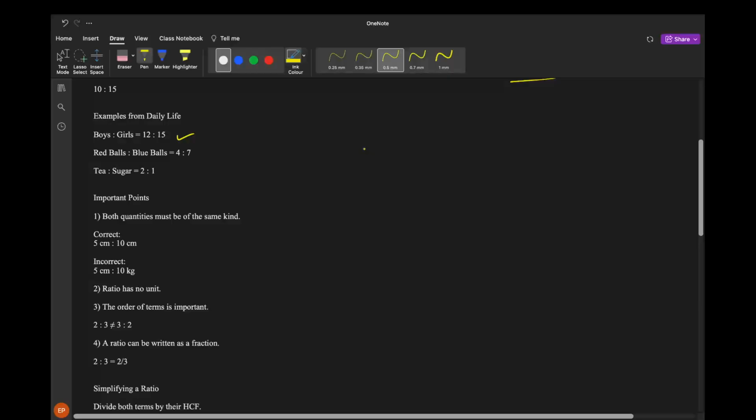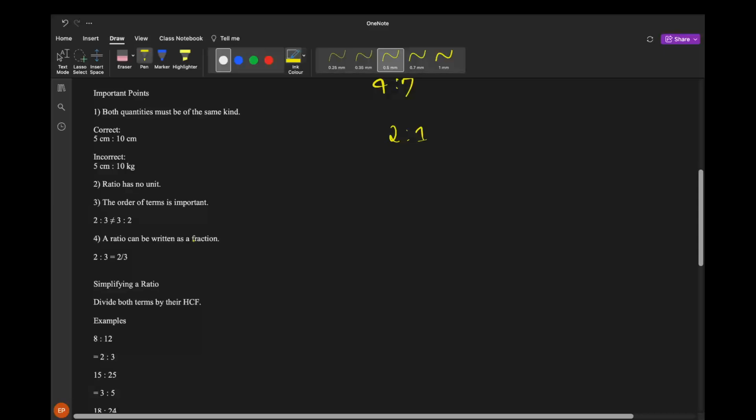If you take examples from our day-to-day life, these are the examples. Boys and girls are in the ratio 12:15, right? Red balls and blue balls ratio is 4:7. Tea and sugar 2:1, like that.